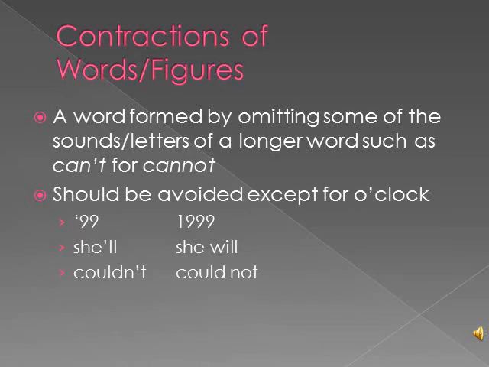Another reason why we might use an apostrophe is for a word formed by omitting some of the letters of a longer word, such as can't for cannot. So apostrophe 99 for 1999, she'll, she apostrophe will, couldn't for could not. For the most part, though, we are going to spell out contractions in medical dictation unless it's in a quote. Always spell it out.